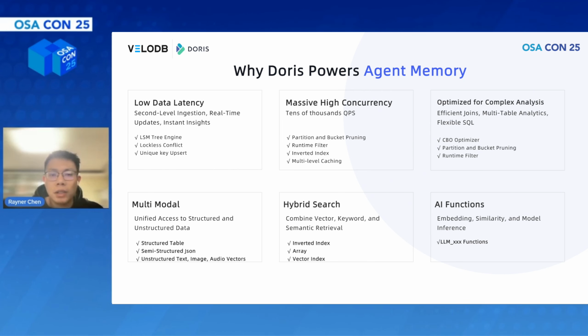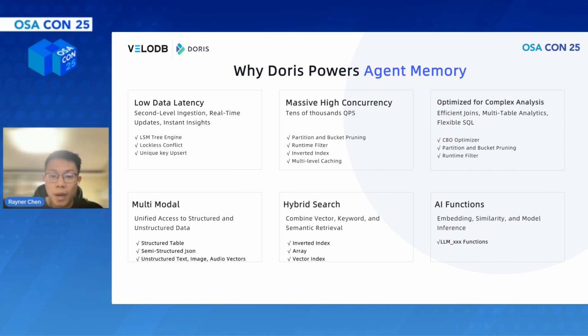So how does Doris power this agent memory? We achieve it through enhanced data capabilities. The first one is multi-model support. We provide unified access to structured data like tables, semi-structured JSON data, and unstructured data like text, images, and audio in embedding vectors. And the second one is hybrid search. Doris combines vector search, keyword search via the inverted index, and semantic retrieval for better results. And the third one is AI functions.